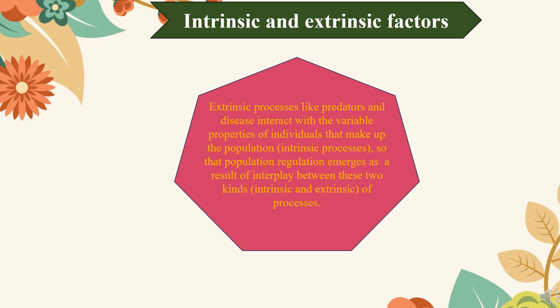So the second factor is intrinsic and extrinsic factors. The modern view of population regulation begins by recognizing that population events are determined by the interplay of two sets of factors, extrinsic and intrinsic, according to Krebs in 2008. The extrinsic processes, like predators and disease, interact with the variable properties of individuals that make up the population, which are intrinsic processes, so that population regulation emerges as a result of interplay between these two kinds of processes.